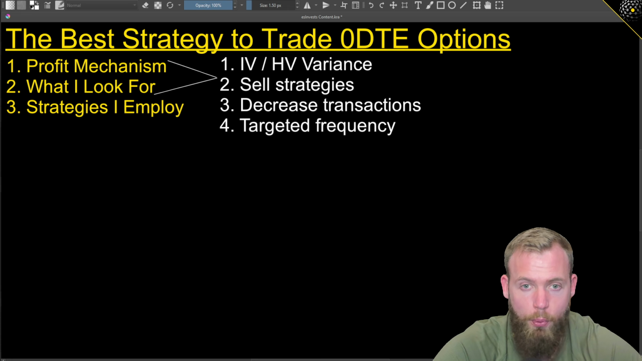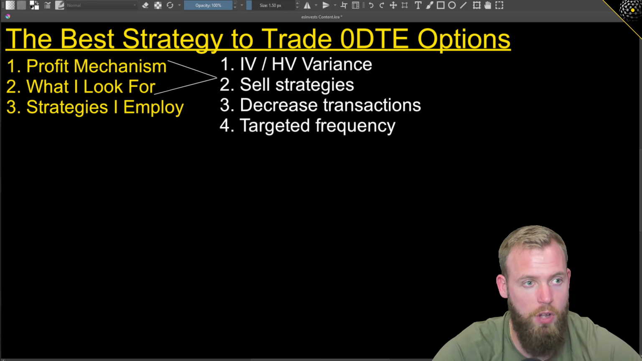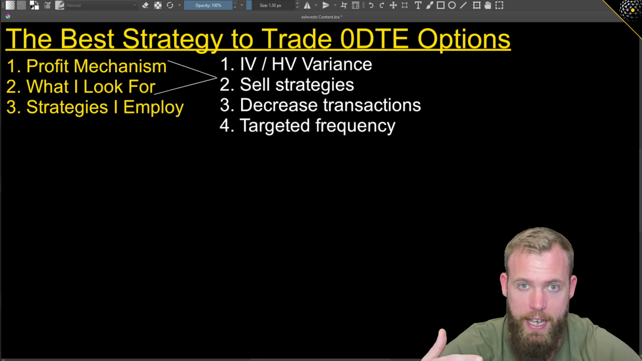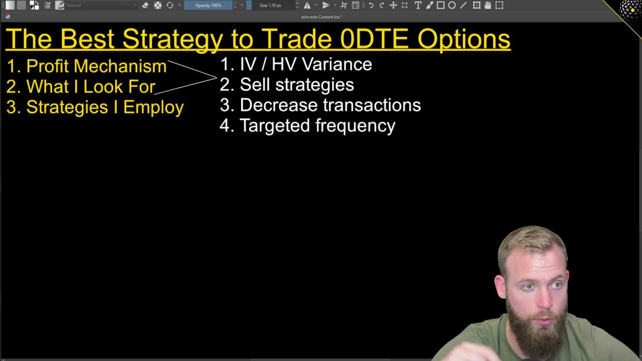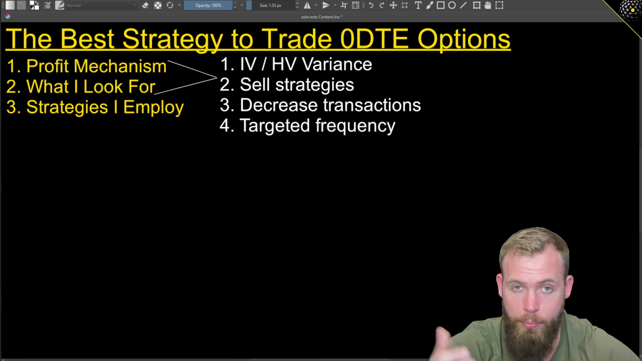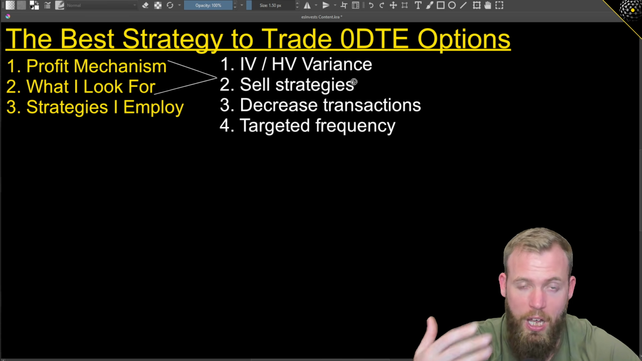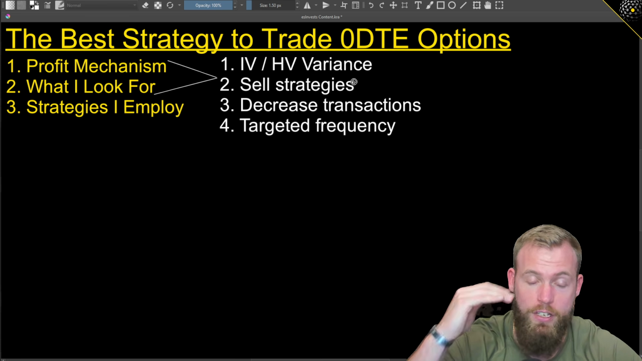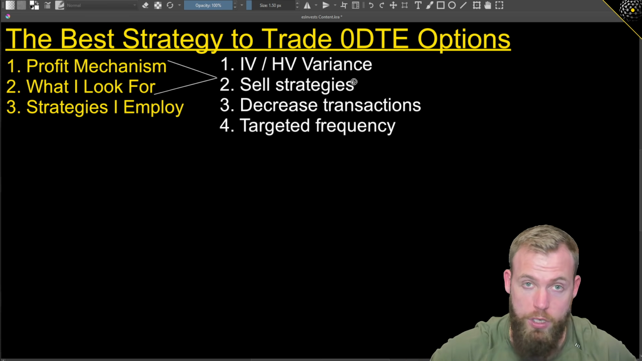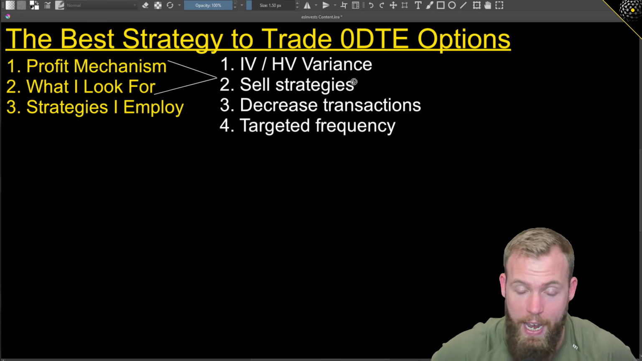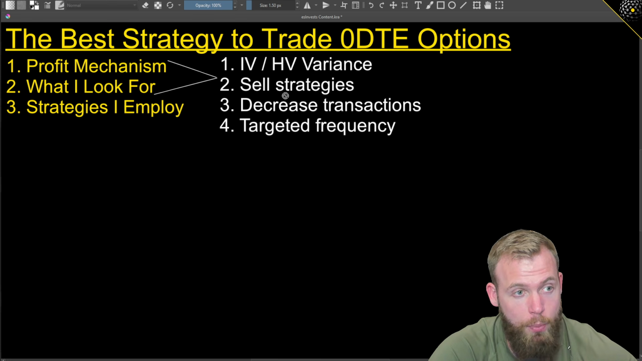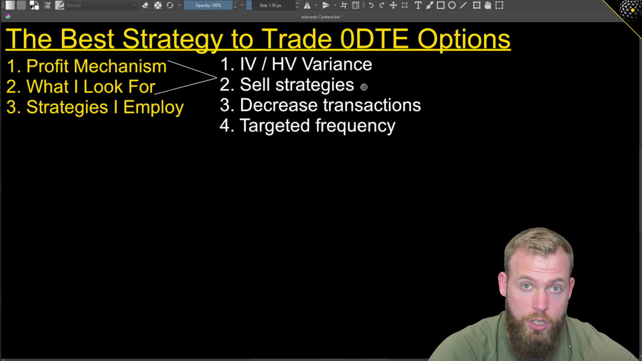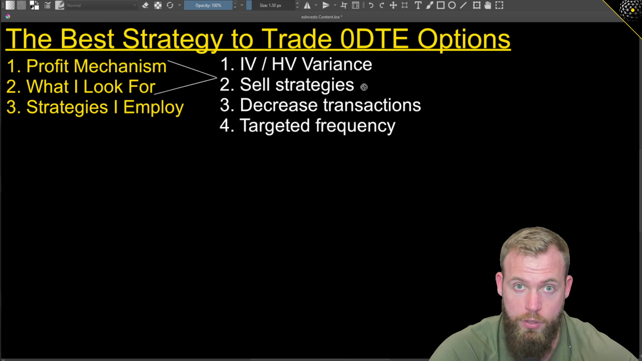Okay. So what's the profit mechanism for these trades? Well, it's variance risk premia. And if you're unfamiliar with that concept, I'll throw a link in the description below that goes through it in detail. But to summarize it, simply put, it's the propensity for implied volatility to track above historic volatility, which means that we're pricing options more richly than what they're ending up moving, and we can make money off of that. And because of that, that's why I actually prefer sell style strategies for these time frames. So things like short straddles, strangles, primarily strangles, which you'll see in a little bit.